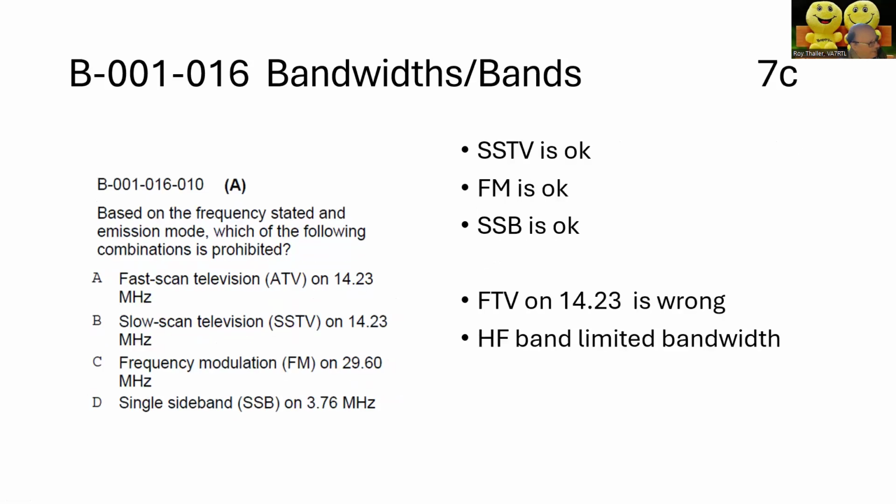Here's another one. Based on the frequency stated and the emission mode, which of the following combinations is prohibited? So again, at 3.76, you're allowed to do single sideband. At 29.6, you're allowed to do FM. Slow scan TV or SSTV, you can do on 14 megahertz, but you're not allowed to do ATV on HF. So fast scan TV is not allowed on 14.23 megahertz.